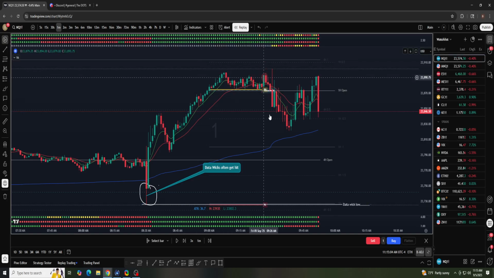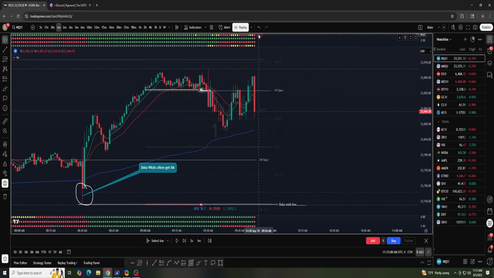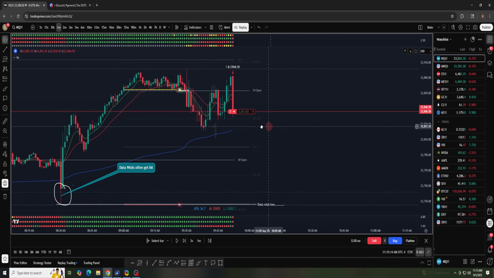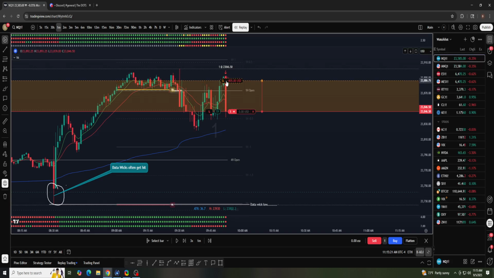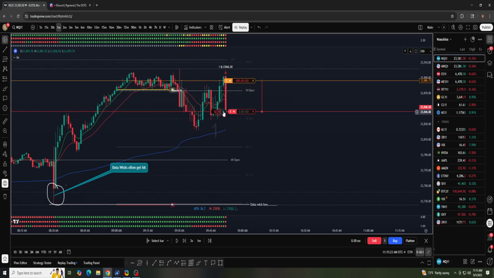So you can see chop, chop, chop. When the dots are mixed, do nothing. And right here, we get our first column of all red dots. ATR was about 36 points. So I'm selling there, looking for about 40 points as a stop, 40 points as a target.